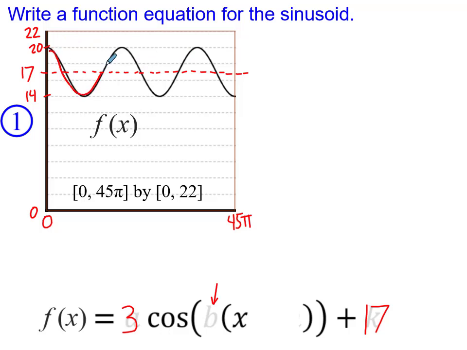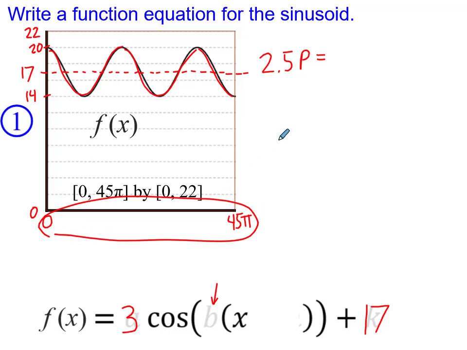There is one period from one mountaintop to the next, one period of the sinusoid. Here goes our second period. And then it looks like just a half period there. So I would write off to the side, and I encourage you to show this in your work, that 2.5 periods equals the distance from 0 to 45 pi along the x-axis, right?